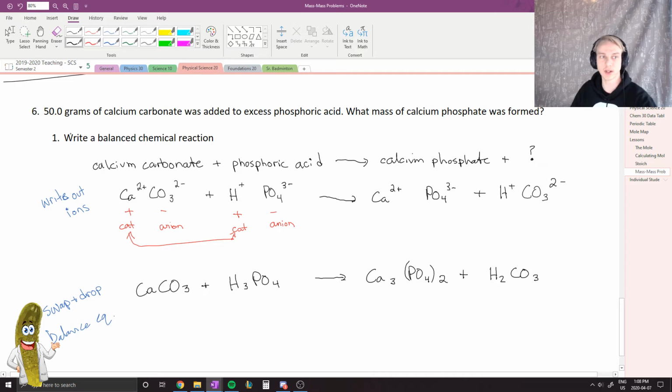So within this one step, there's 3 other steps that I'm taking. I'm taking the step of writing out the ions. Many of you can get away with not doing that step. That's probably the one step that most of you could omit. Swapping and dropping, that was putting all of the charges where they need to be in the appropriate compounds, and then balancing the chemical equation. That's the last step that we're going to do here, where we're going to put all of the balancing coefficients out in front of these compounds.